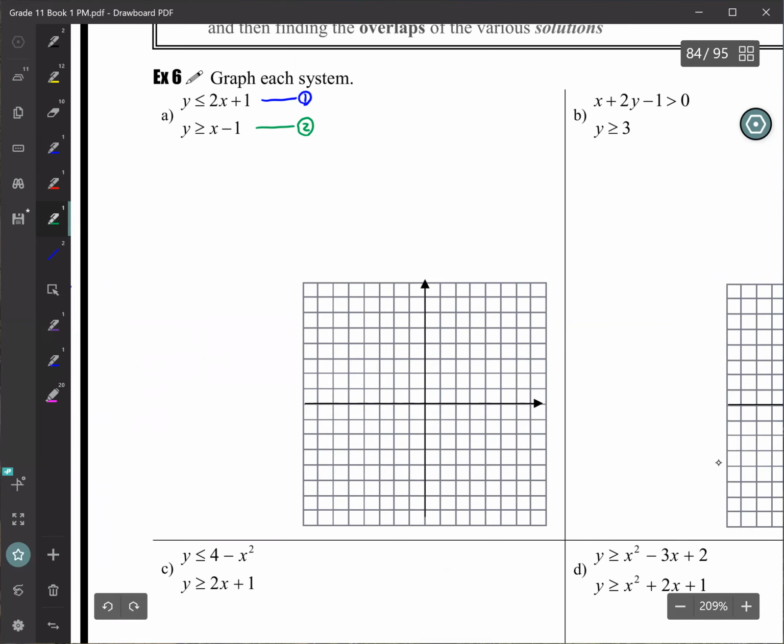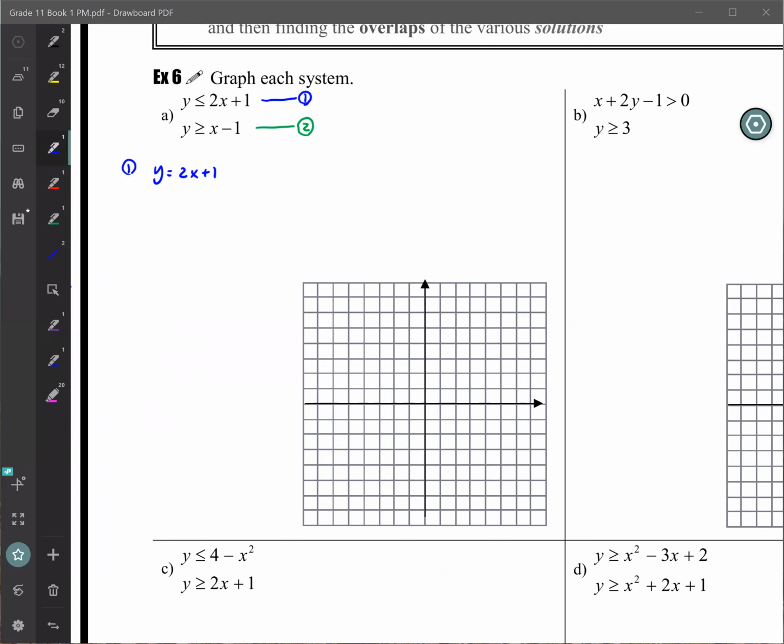Okay, so for number 1, pretend it's equal, right? Graph the equal one. This is a linear. So back to slope and y-intercept. Chris, what's the y-intercept? 1. Okay, so we'll plot that. Colin, what's the slope?